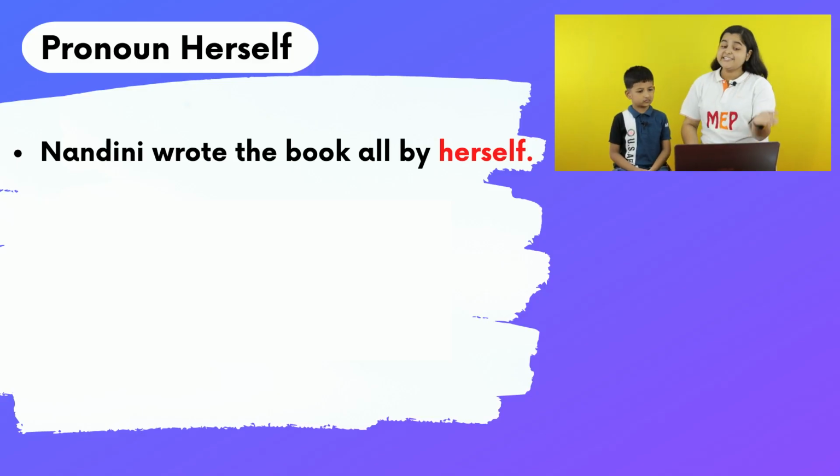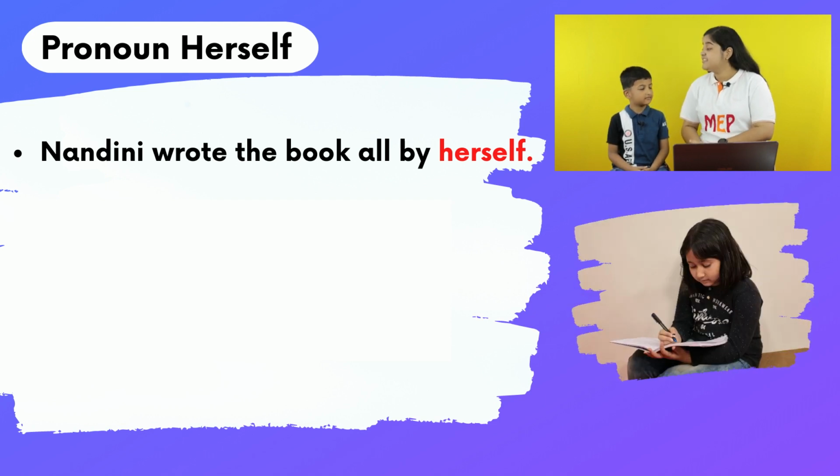So Rudy, let's take the first example of pronoun herself. Nandini wrote the book all by herself. So in this sentence, who is Nandini? Nandini is third person singular feminine. So for Nandini, we use the pronoun she, and the reflexive form of pronoun she is herself, which refers back to the subject who is Nandini.